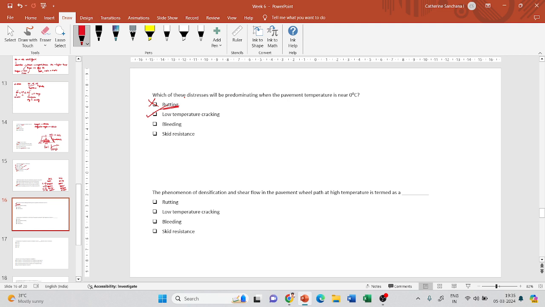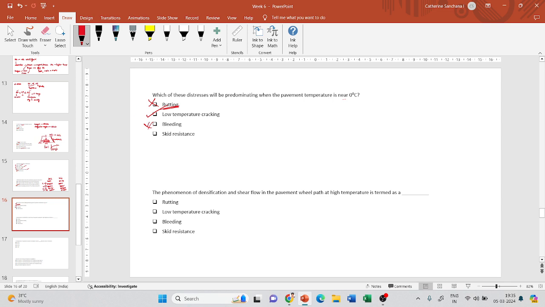One is where the temperature is so low, say below the glass transition temperature, where without even any load the bitumen shatters like glass. And the other is a temperature greater than this critical temperature, but due to repeated loading, a combination of this low temperature and repeated loading will cause low temperature cracking. So that is why a pavement near 0 degrees Celsius will undergo low temperature cracking. Bleeding, do you think bleeding will occur at 0 degrees Celsius? No, bleeding will occur only when the bitumen is able to flow, right?